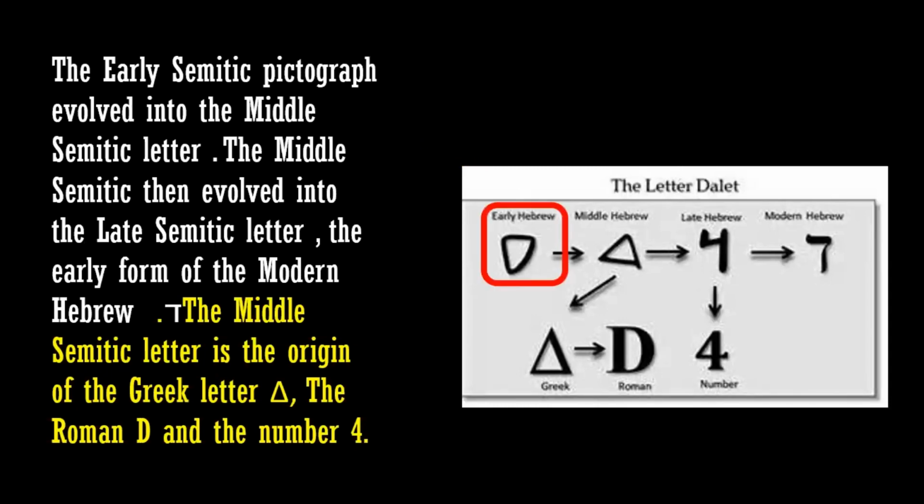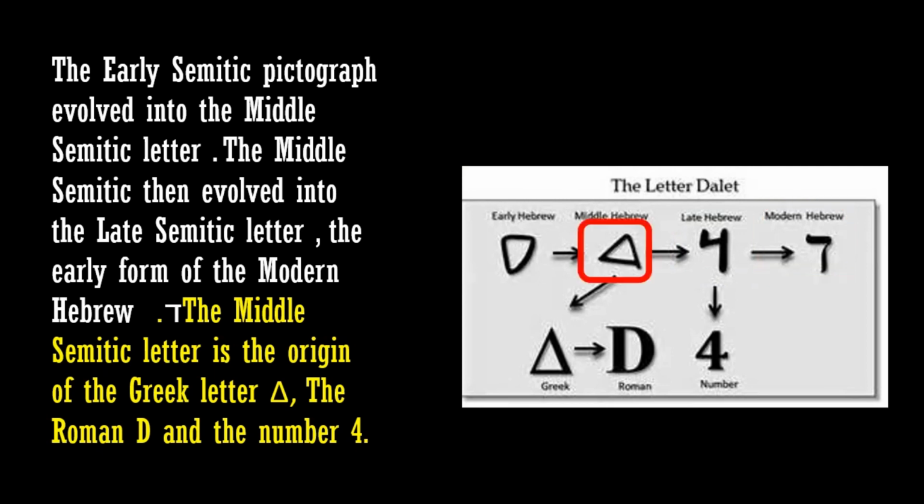So the early Semitic pictograph evolved into the middle Semitic letter. And we looked earlier at the shapes of the tent doors, and so you can see how this is another representation of this letter. The middle then evolved into the late Semitic letter, as is highlighted on the screen, and then, of course, into the modern Aramaic script.